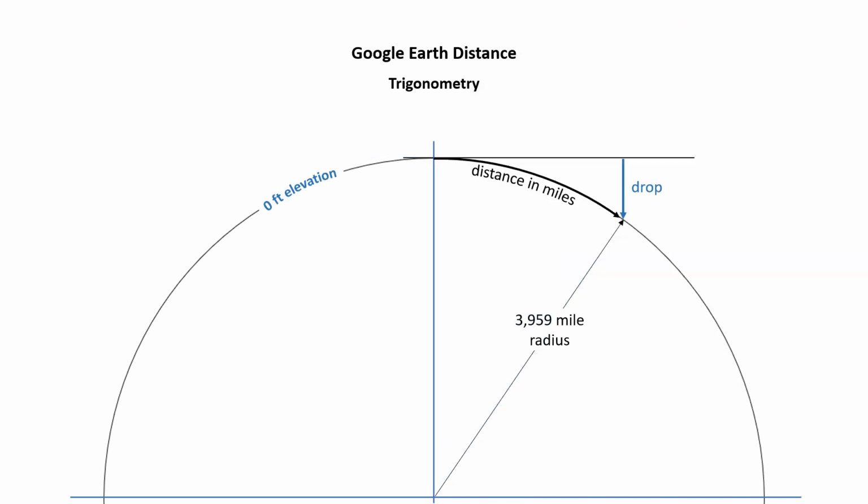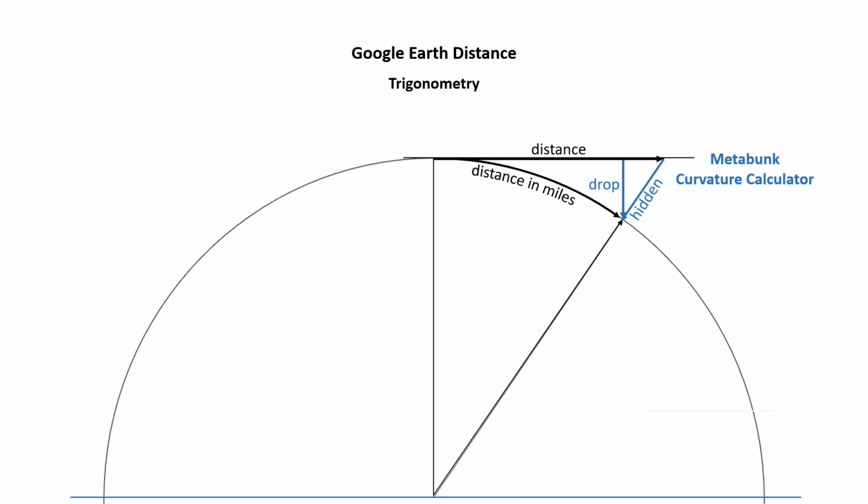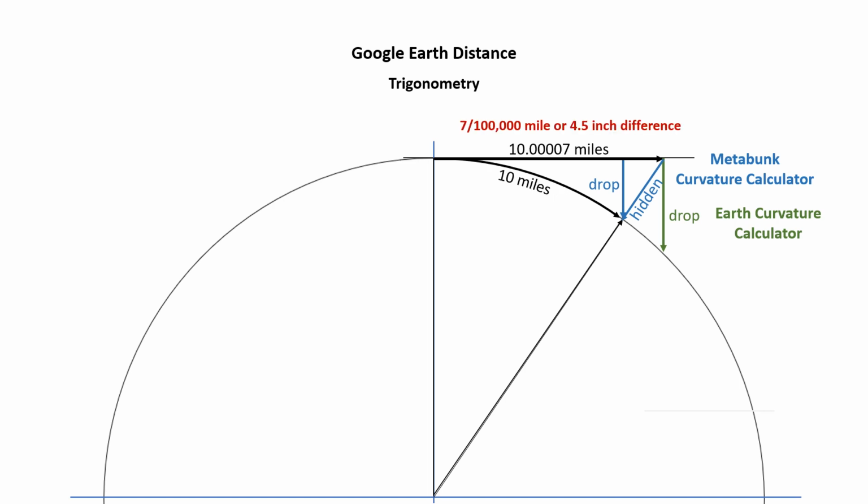And finally, we have the Google Earth distance where we are measuring on the curved surface of a sphere. Now before we go on, I just want to show you that the distance measurement is going to be a bit different than the one used for the Metabunk curvature calculator, as you can see here, and for the Earth curvature calculator. But the difference is insignificant. It's only about 7/100,000ths of a mile, which is about 4.5 inches. Now the largest calculation I'll be doing is 480 miles, but you can see that the difference is only 2.37 miles, which is less than 1% at 0.4%.